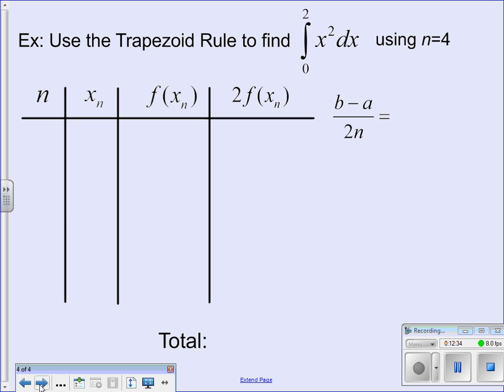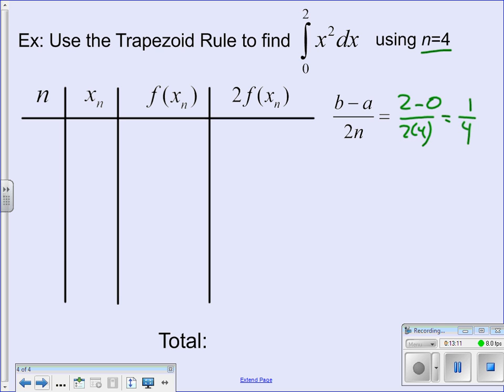Okay. So let's start with the easy part. B minus A over 2n. What's our B? 2. What's our A? 0. What's our n? 4, because they tell me it's 4. I tell you what it is on your homework. So 2 minus 0 over 2 times 4 is 1/4. So I'm going to take what I get times 1/4. When I fill in the table and I get my total, I'm going to take my total times 1/4.